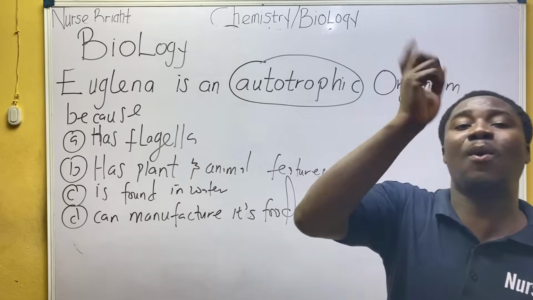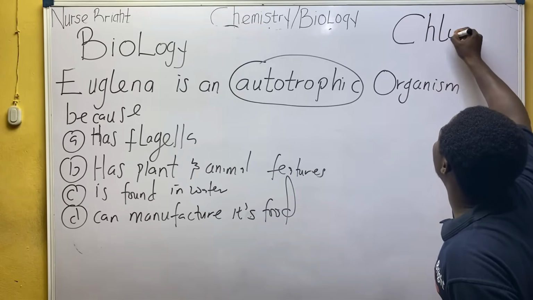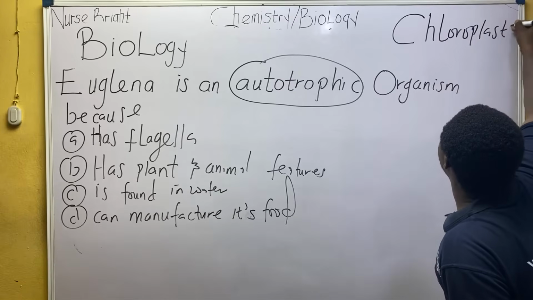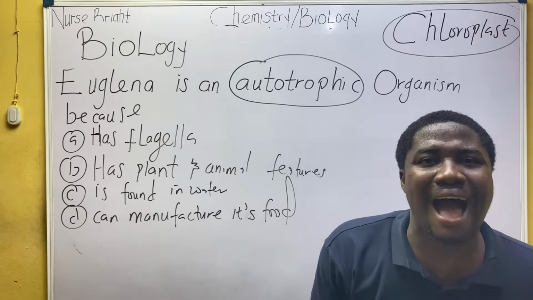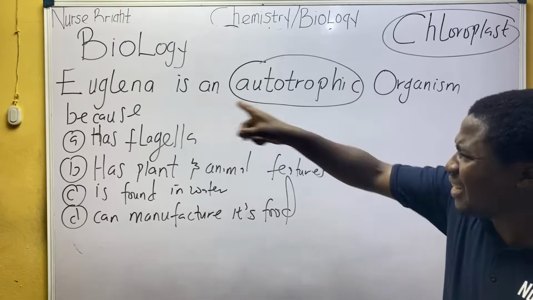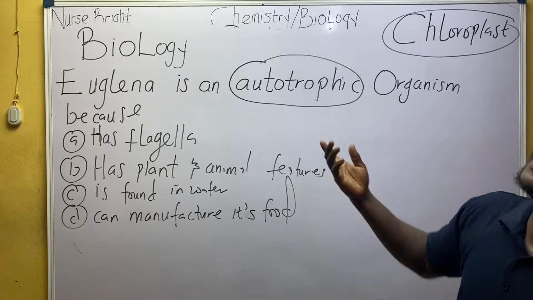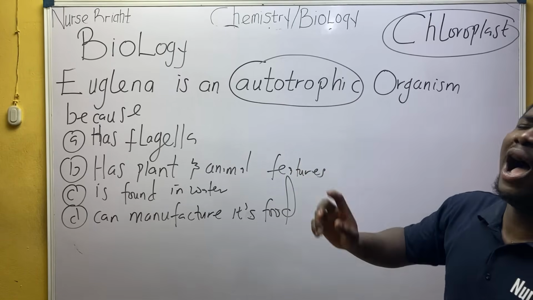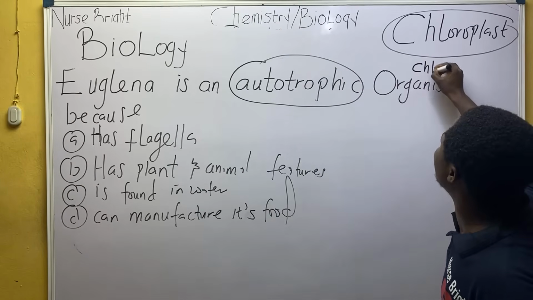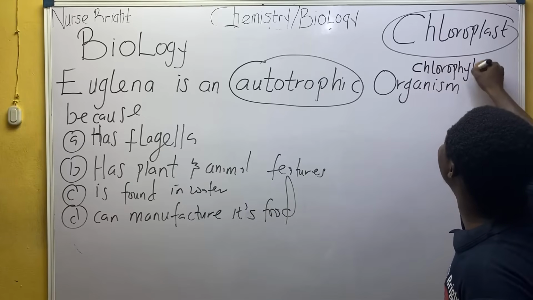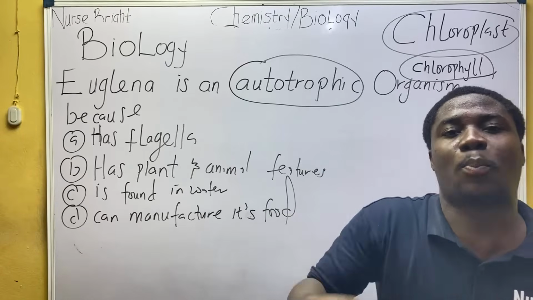One of the plant-like features in Euglena is that it has chloroplast. When an organism possesses chloroplast, most times we say that organism is a plant. Yes, it's only plants that have chloroplast. But this time around, Euglena, which is an animal-like organism, also has chloroplast. And inside chloroplast there is a pigment called chlorophyll. This is what is essential for an organism to be able to produce its own food.